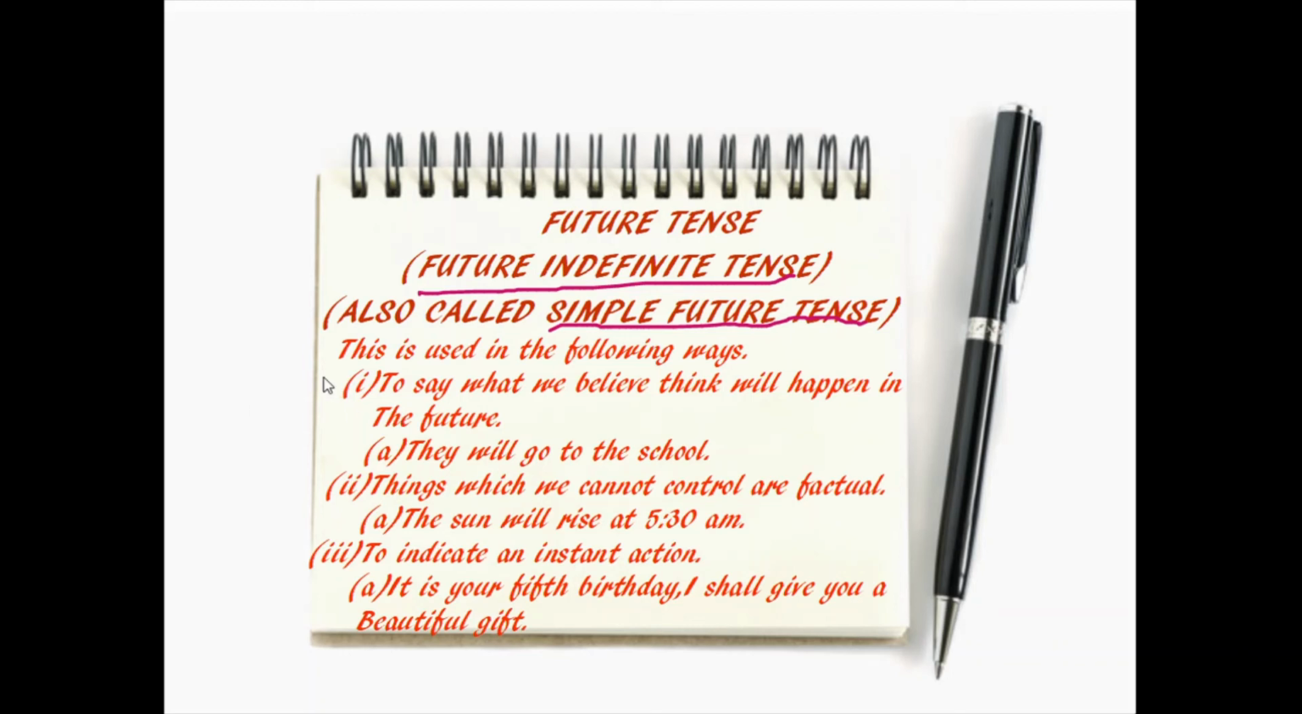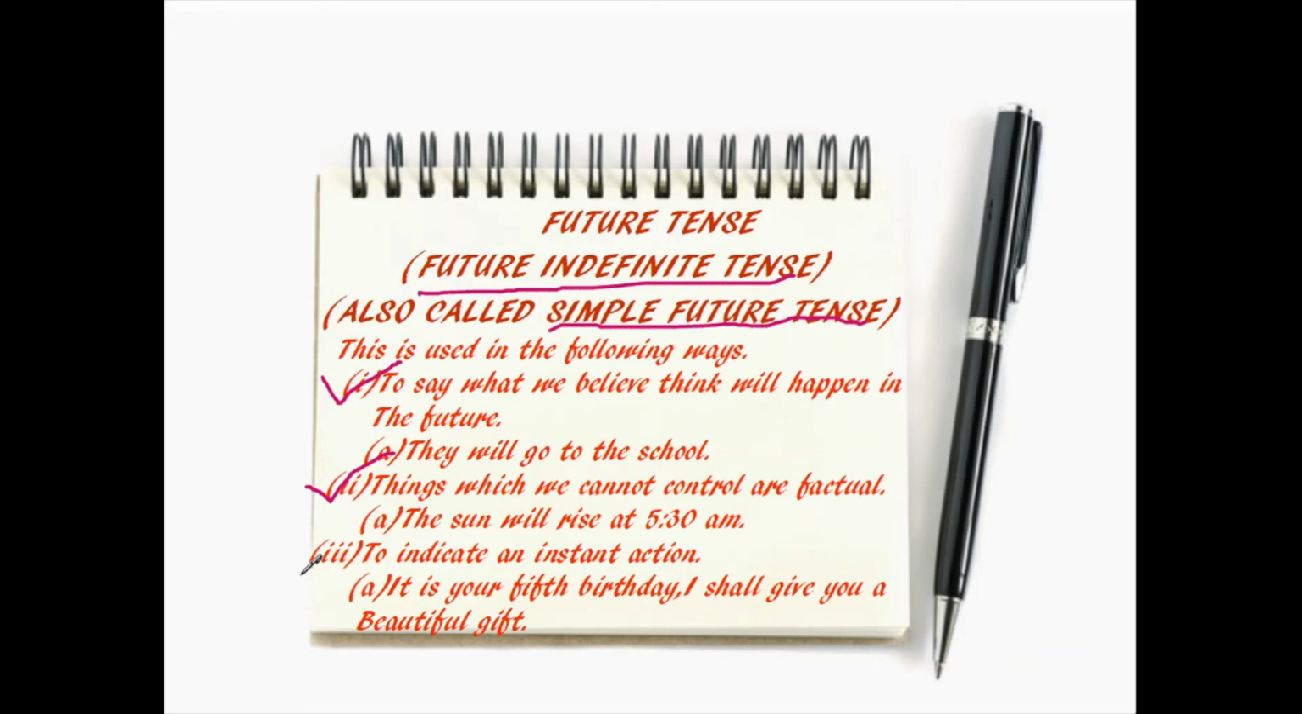Second one, things which cannot be controlled but are factual. For example, the sun will rise at 5:30 a.m. We cannot control the sun setting and rising, right? We cannot tell the sun to rise at 6 a.m. It's not our wish, but they are factual. We cannot control them. So this also comes under simple future tense.